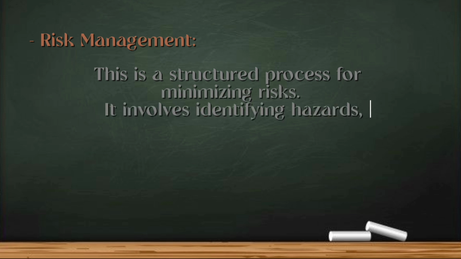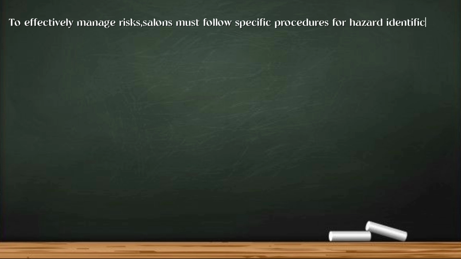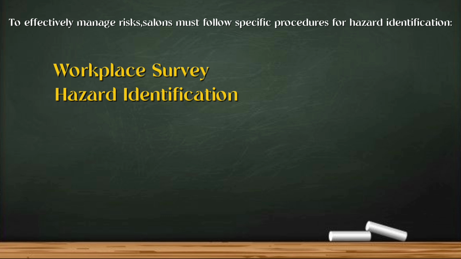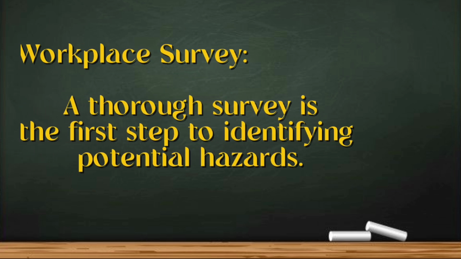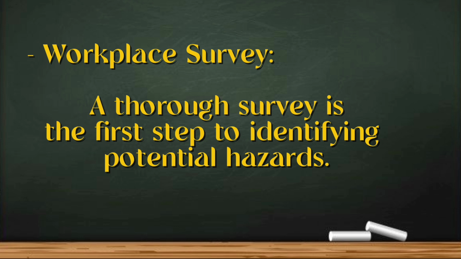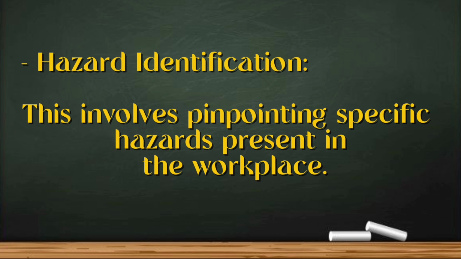It involves identifying hazards, assessing the level of risk, and implementing control measures. To effectively manage risk, salons must follow specific procedures for hazard identification, like workplace survey, hazard identification, PPE requirements, hazard communication, proper PPE use, and attention to working conditions. The workplace survey, which is a thorough survey, is the first step to identifying potential hazards. And the hazard identification involves pinpointing specific hazards present in the workplace.